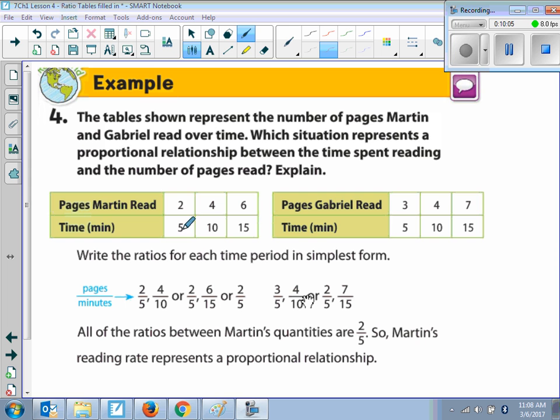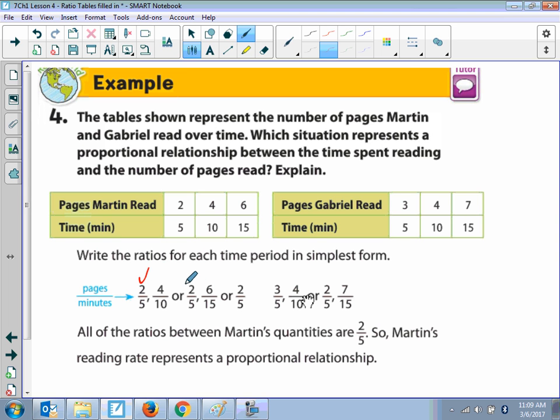So here, 2 to 5, 4 to 10, and 6 to 15, those all simplify to what? 2/5, 2/5, 2/5. Does everybody see that? For Gabriel's reading, 3/5, 4/10, and 7/15: 3/5, 2/5, and 7/15. Is this proportional? No. This is not proportional. So the only one that is proportional is Martin's reading. Is everybody clear with that?